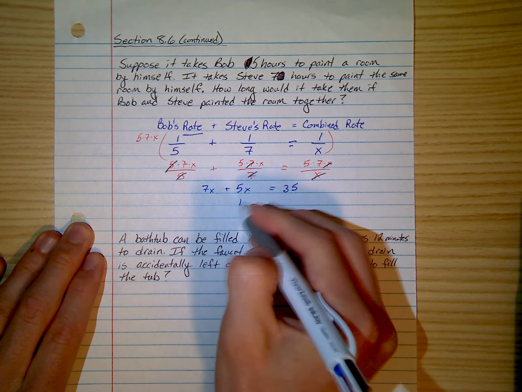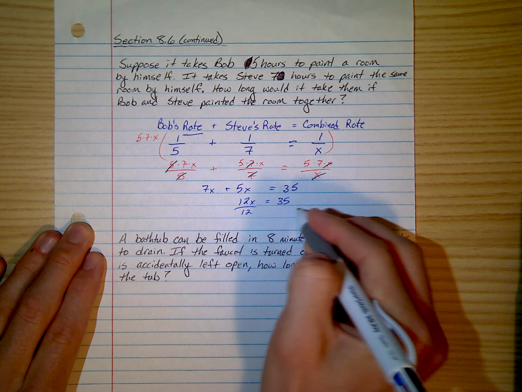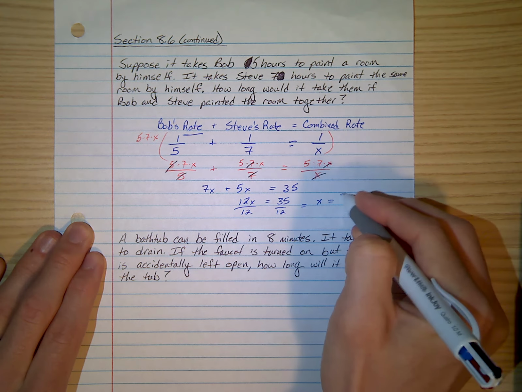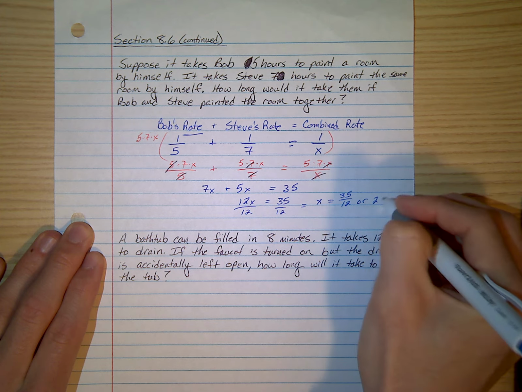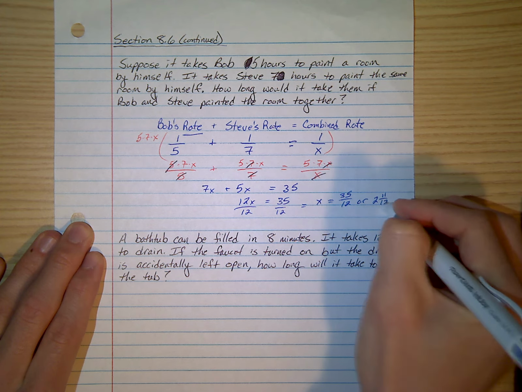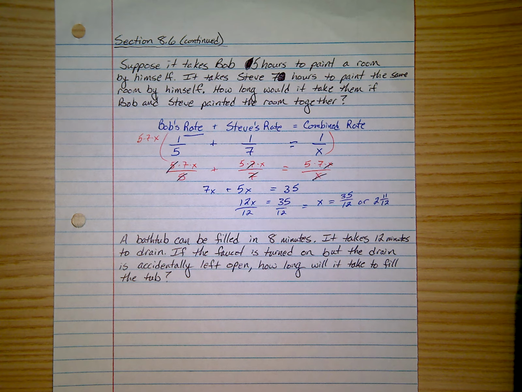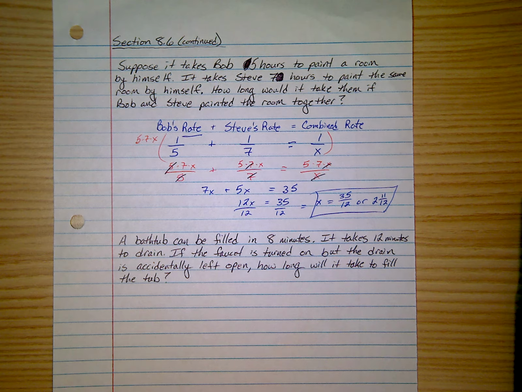So then you combine your like terms, you get 12x is equal to 35. And when you divide by 12, x is equal to 35 twelfths, or 2 and 11 twelfths, which is less than 5. It's much quicker when we have these two people working together. But that's the process that we need to have here for these application problems.